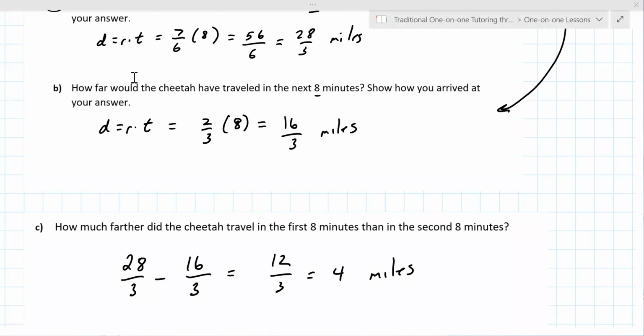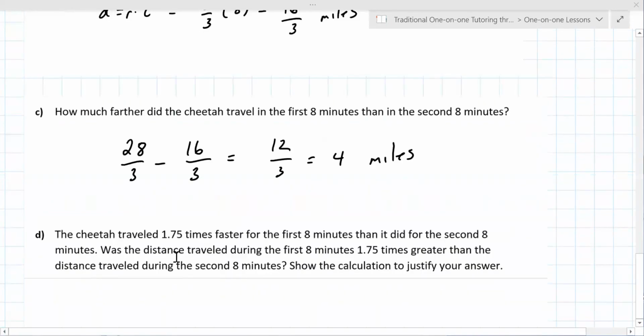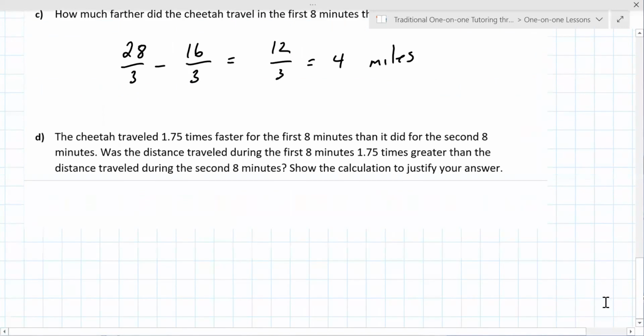Okay. So now I'm on to part D. The cheetah traveled 1.75 times faster for the first 8 minutes than it did for the second 8 minutes. Why couldn't they just make it an even 2? I can never understand that. Yeah, well, that's a different class. So they're saying that 40 to 70 is a multiplier of 1.75. That's what they're trying to tell you.